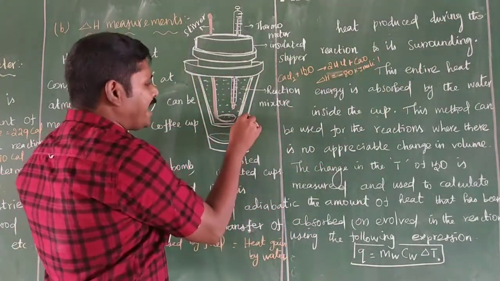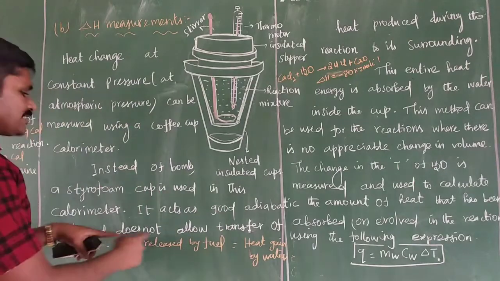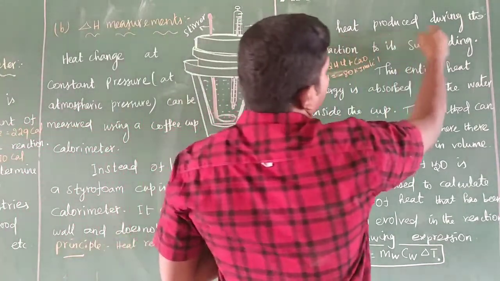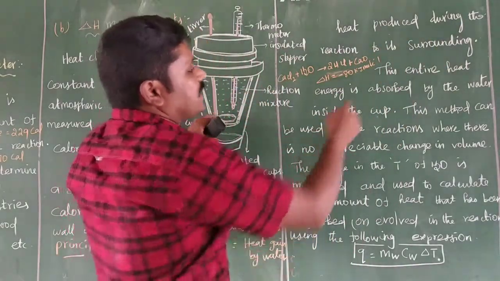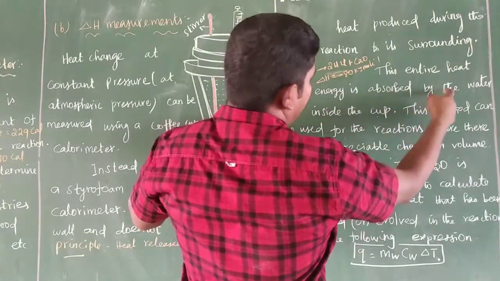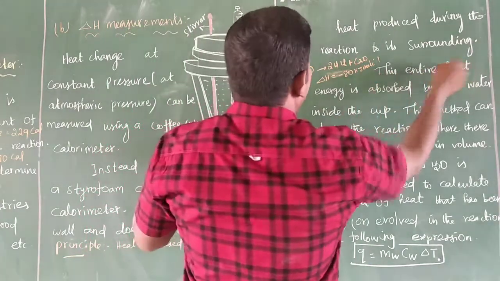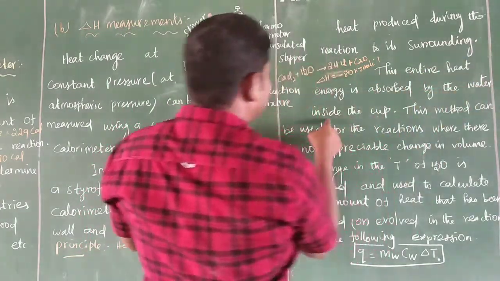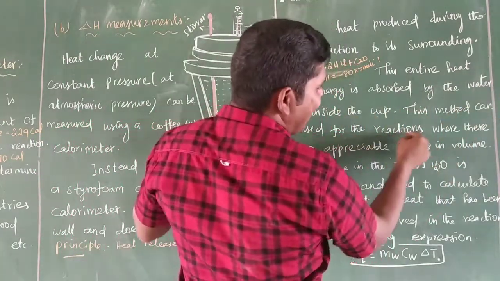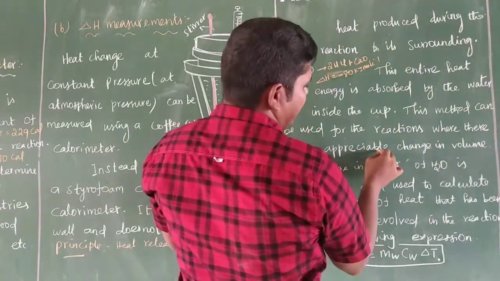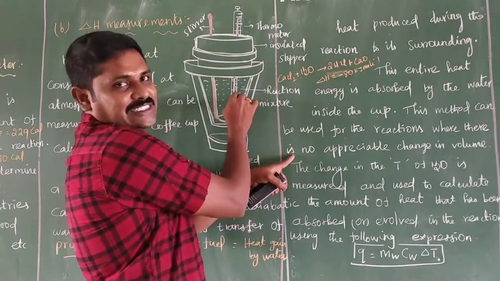It's an adiabatic cup, so it does not allow transfer of heat produced during the reaction to its surroundings. This entire heat energy is absorbed by the water inside the cup. This method can be used for reactions where there is no appreciable change in volume, so the volume is also not changed.